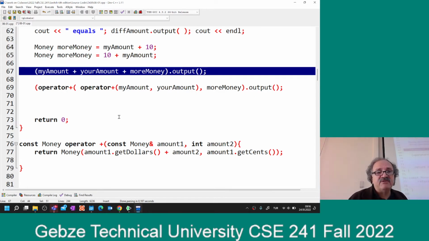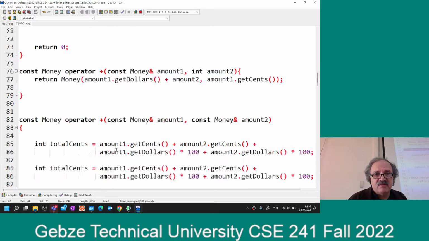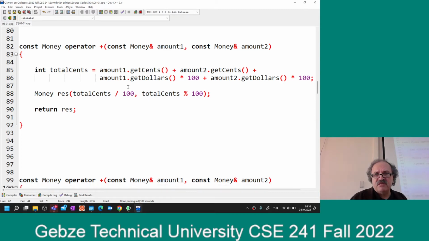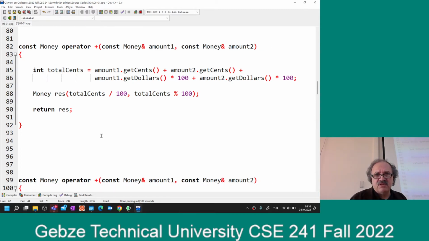Okay, let's look at this operator plus. Operator plus will get two money objects as const references. So this is our algorithm. The algorithm is very simple. Did you guys get the algorithm? It will get the cents part, get cents, then get dollars and get dollars. It is using the public interface, no problem. It is not accessing any private data members.